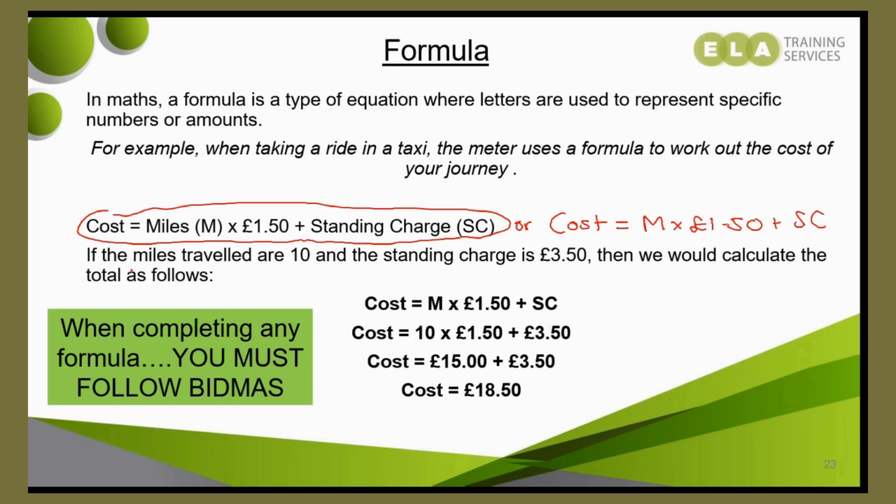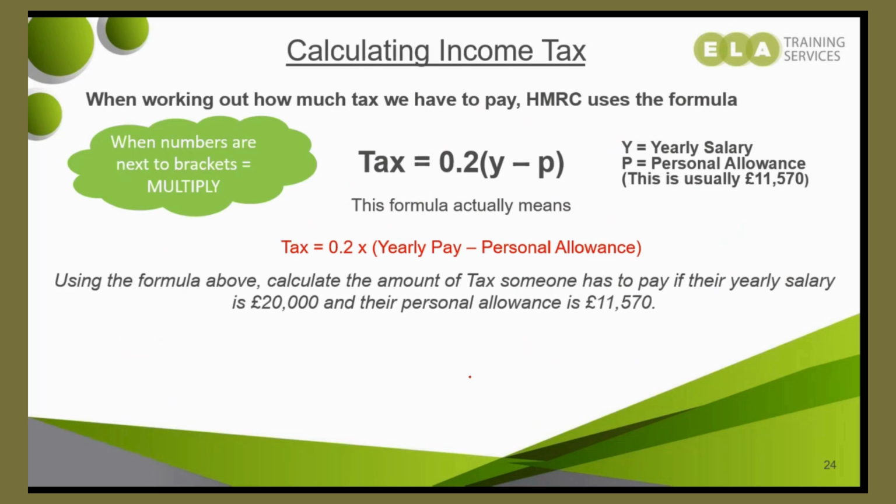So a question might say, if the miles travelled are 10 and the standing charge is £3.50, then we will calculate the total as follows, remembering to follow BIDMAS. So we know cost is M times £1.50 add SC. So we would then substitute that for the numbers. So M is equal to 10 and standing charge is equal to £3.50. So our equation now reads 10 times £1.50 add £3.50. This comes first because of BIDMAS, which gives us an answer of 15, and then add £3.50, add them together, and we get an answer of £18.50.